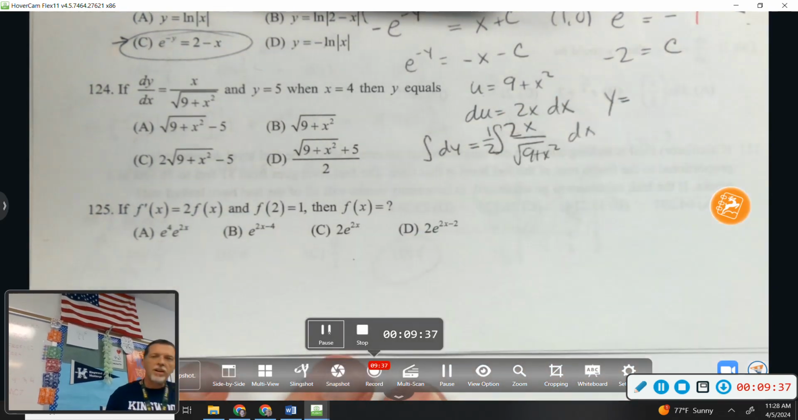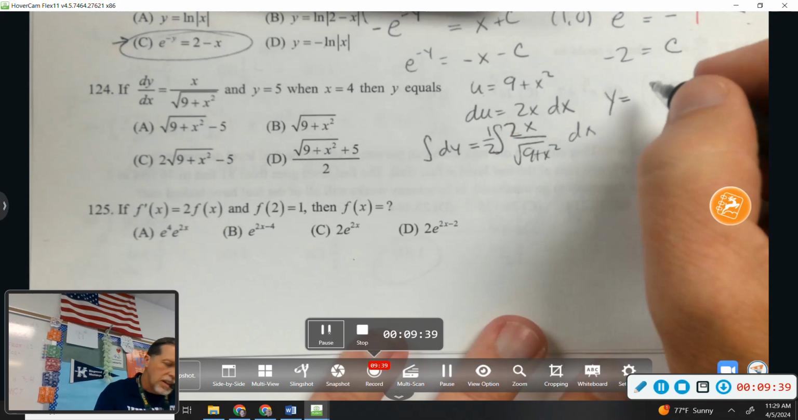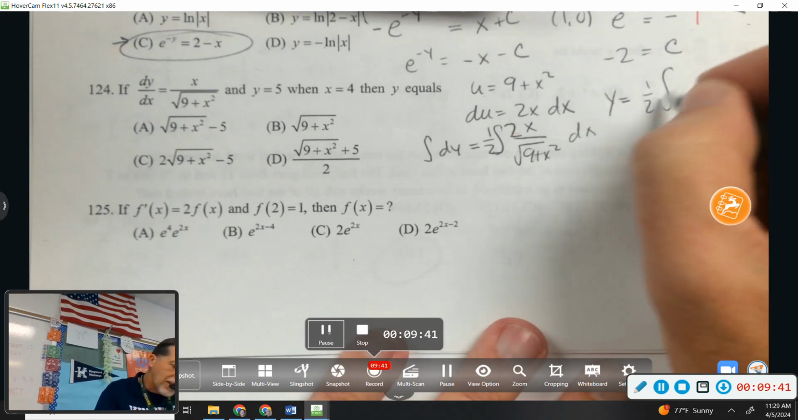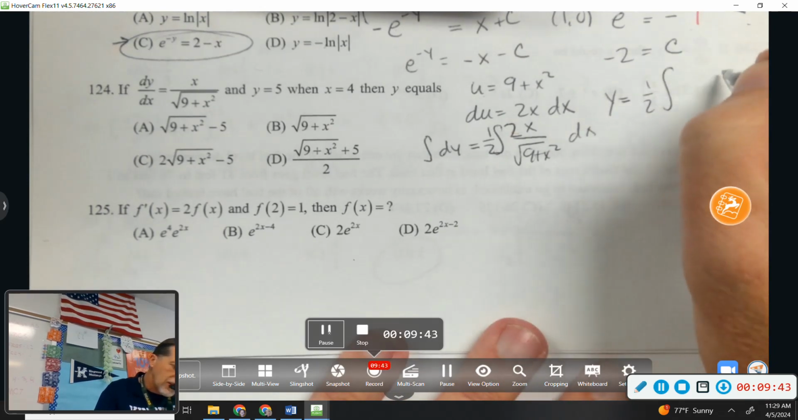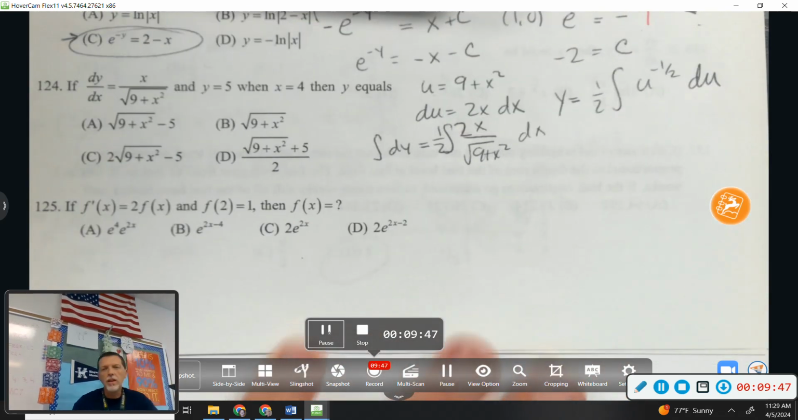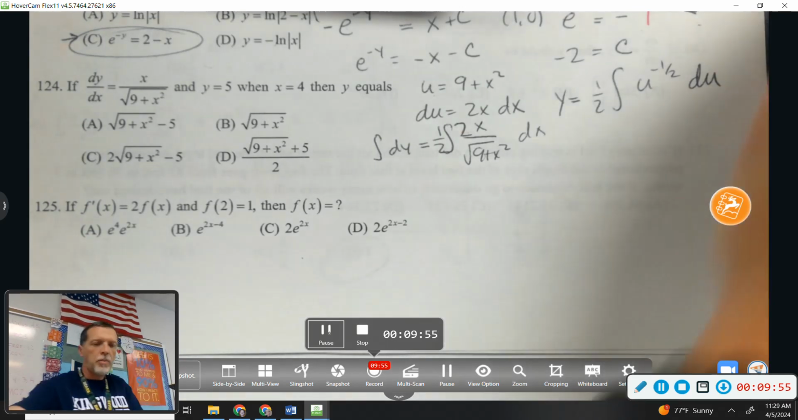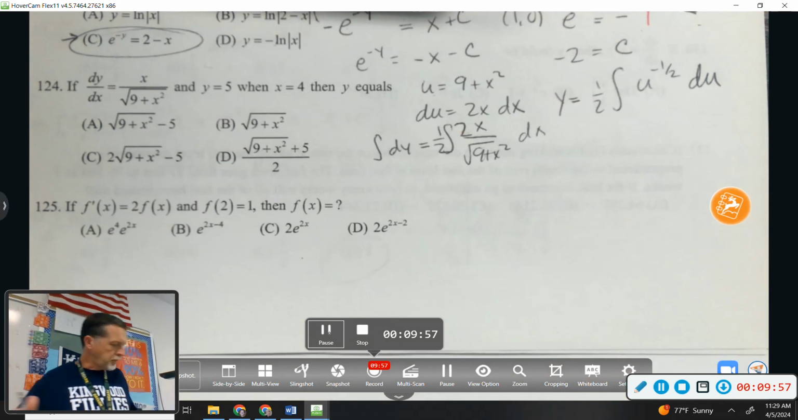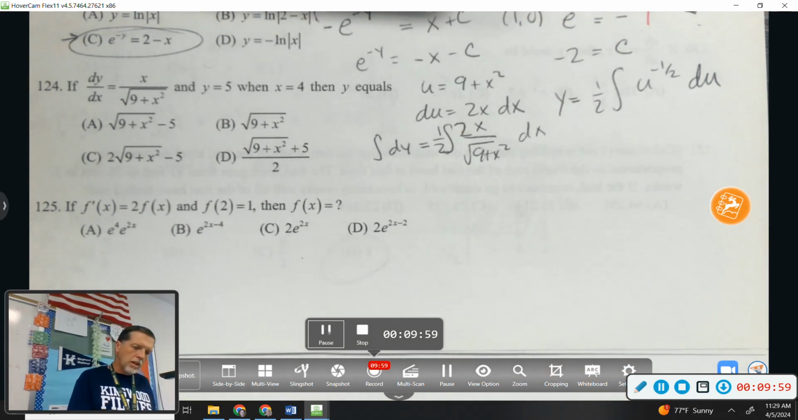So y equals 1/2 antiderivative u to the negative 1/2 du. Because I don't want to integrate roots, and I don't want to integrate things in the bottom. I want a power so that I can use the power rule.